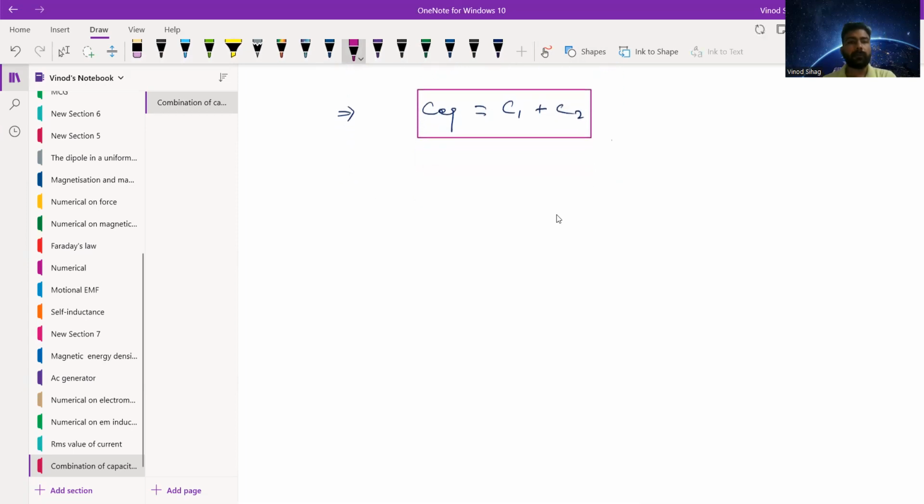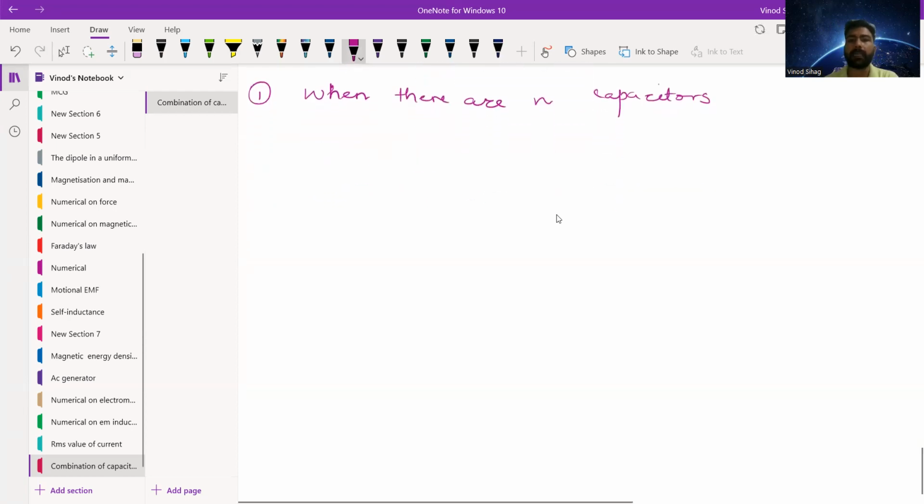Now, we'll again take two cases. The first one is when there are n capacitors. Then what will be the equivalent capacitance when they are joined in parallel connection? It will be C equivalent equals C1 plus C2 plus C3 and so on up to Cn. This will be the equation.